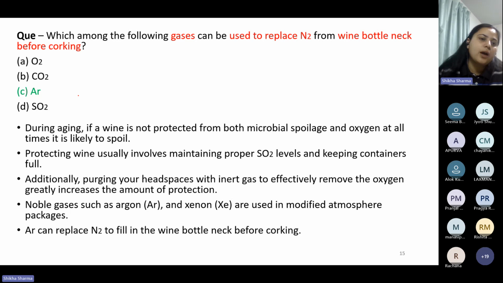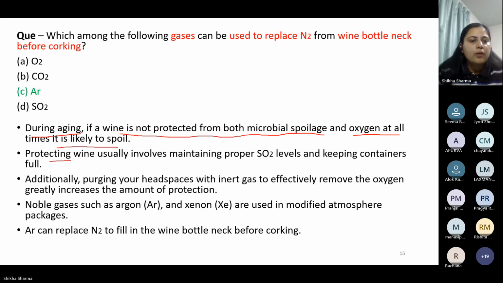Answer is C, argon. Because what happens during aging, if a wine is not protected from both the microbial spoilage and the oxygen, then it may spoil the wine. Protecting wine usually involves maintaining proper SO2 levels, which protect wine from the microbial damage or the fungal or mold damage, and keeping containers full is the second option.